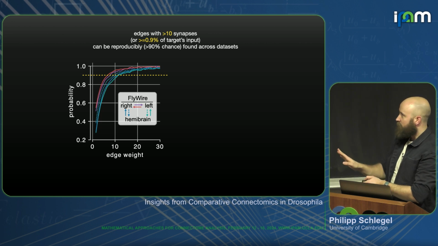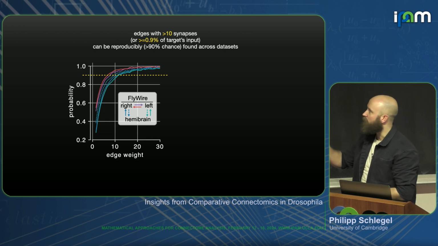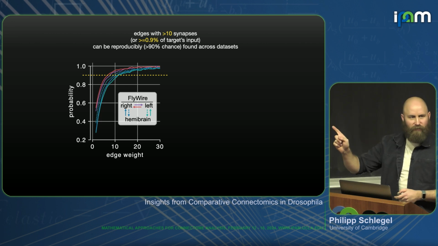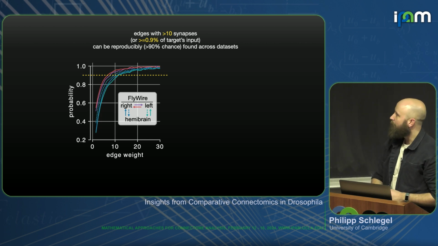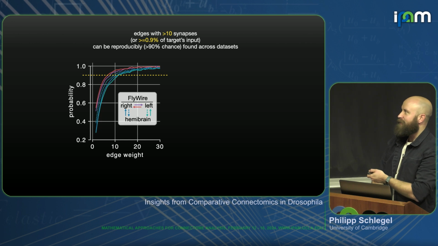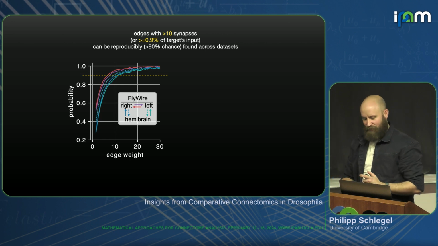So at the level of cell types, we're looking at 11 or more synapses and equal to or more than 0.5% of the target's input. So that's the normalized edge weight. If you use that as a threshold, you've got a 90% chance that that edge can be found in another brain. Again, intuitively, that's a high threshold, right? Especially, even if you keep in mind that these are cell types, it's still a high threshold.